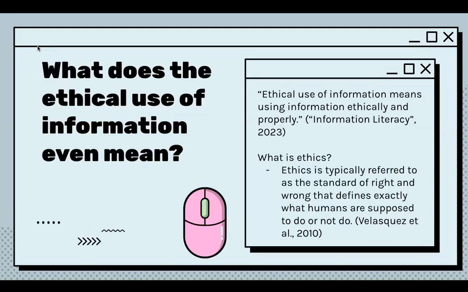To start with, what does the ethical use of information even mean? The ethical use of information means using information ethically and properly. You may then ask, what is ethics? Ethics is typically referred to as a standard of right and wrong that defines exactly what humans are supposed to do or not do. In other words, give credit.